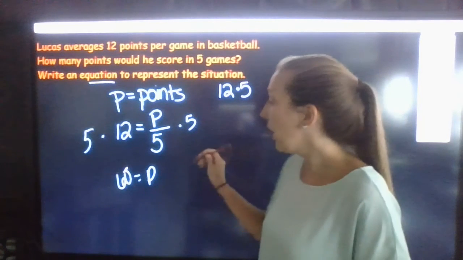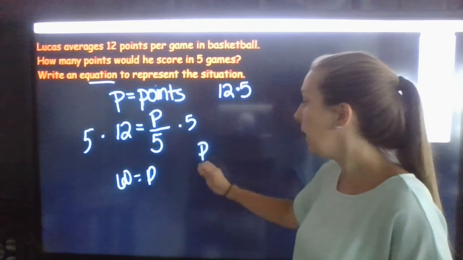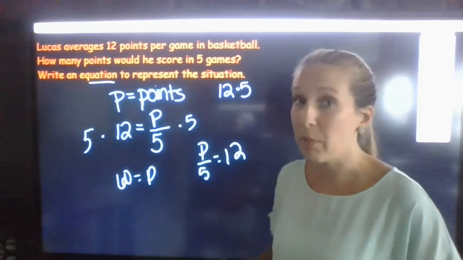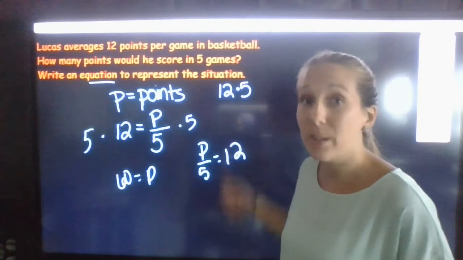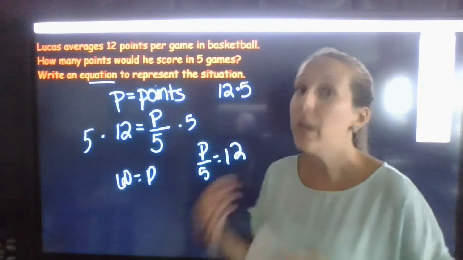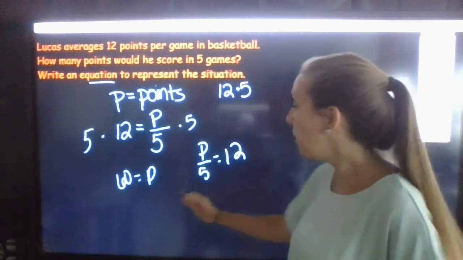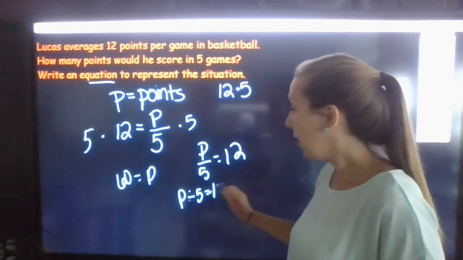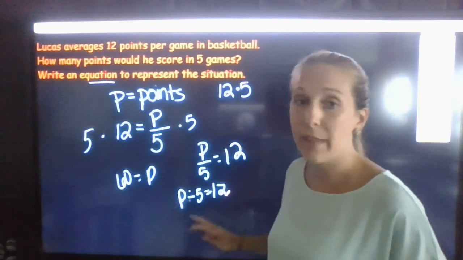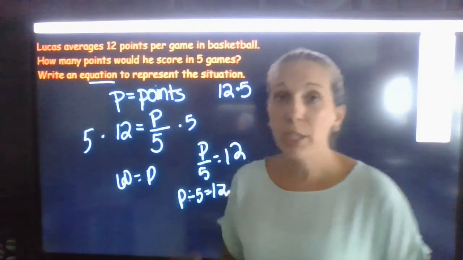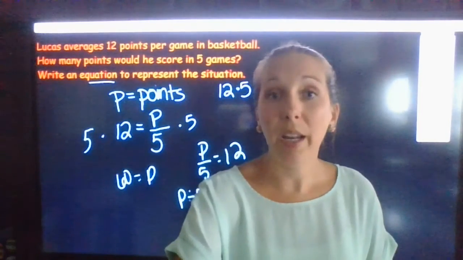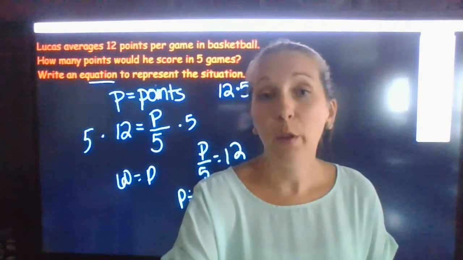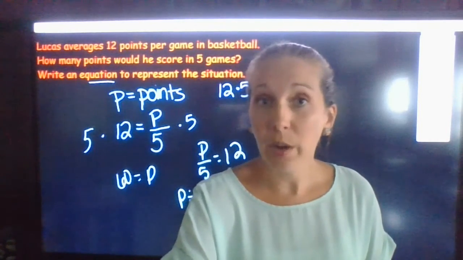So your equation, you could write it as P over 5 equals 12. Guys, you could also write it with a division sign. We write it as a fraction because we know that fractions are division. But you could also say P divided by 5 equals 12, and that's completely fine. They both mean the exact same thing. But just remember, if you are solving using multiplication, write it as division. And if you're solving with division, write your equation as multiplication.